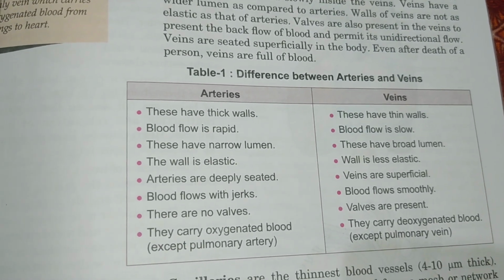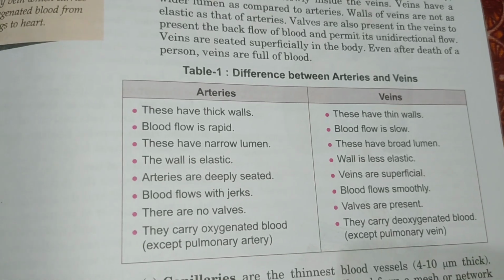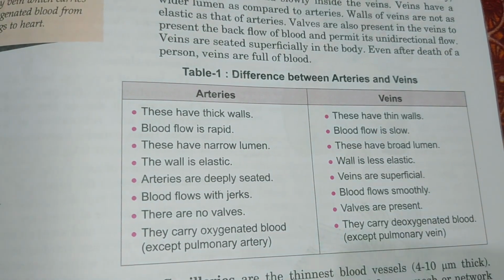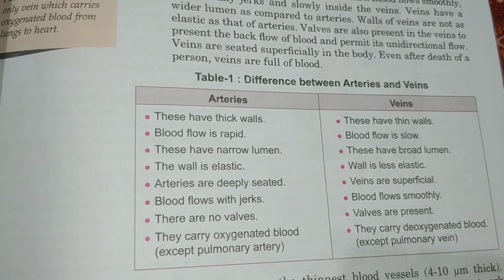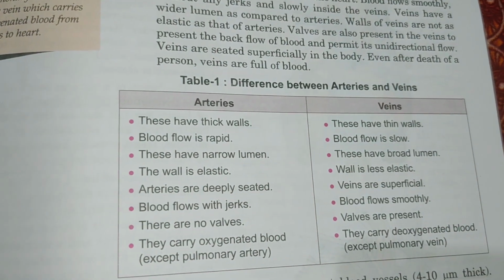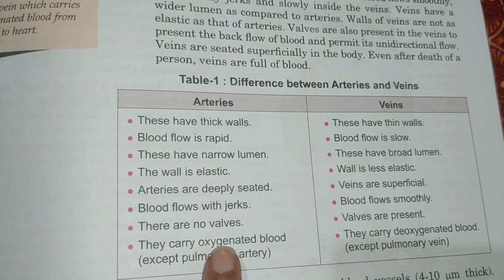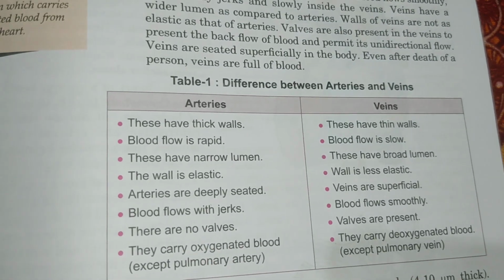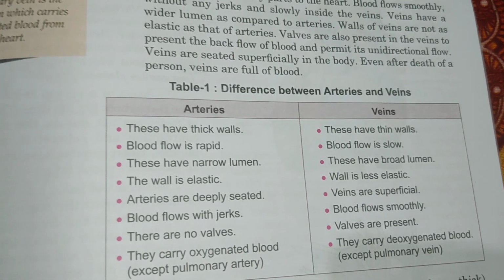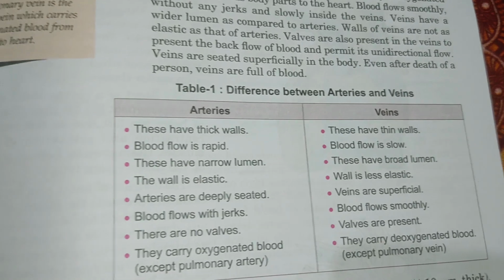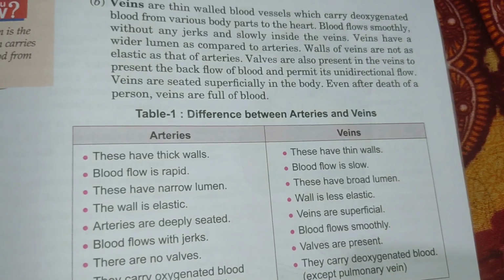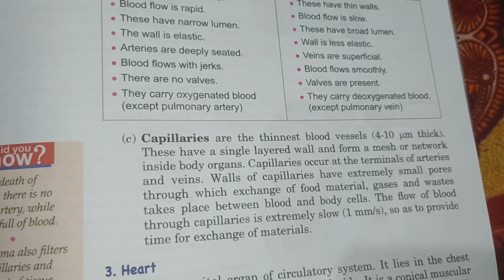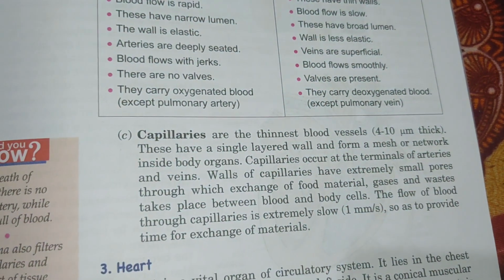We cannot see them outside, only in some regions. But veins we can see outside, as they are superficial. In arteries blood flows with jerks, with pressure, but in veins blood flows very smoothly. Valves are absent in arteries, but in veins valves are present. Arteries carry oxygenated blood, whereas veins carry deoxygenated blood, except the pulmonary vein and the pulmonary artery.